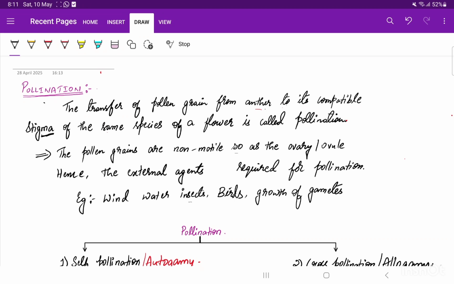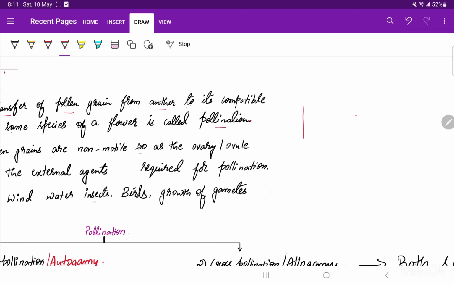Today in this session we will see pollination, its types and what are the conditions for pollination, etc. Pollination we have also gone through in the previous class. The definition says that it is the transfer of pollen grain from one anther to its compatible stigma of the same species of flower is called pollination.